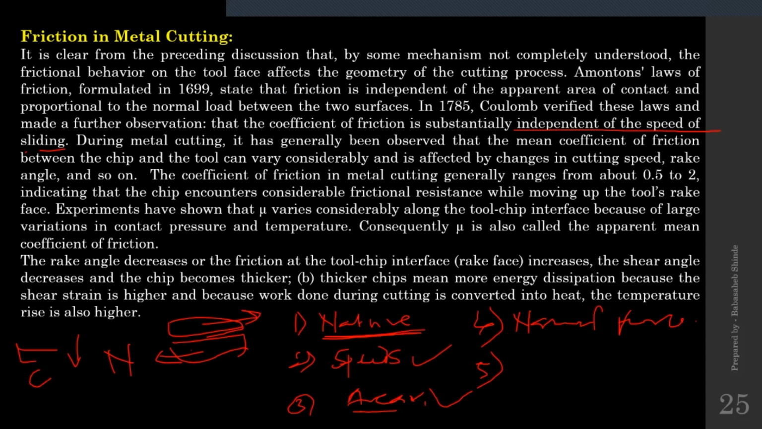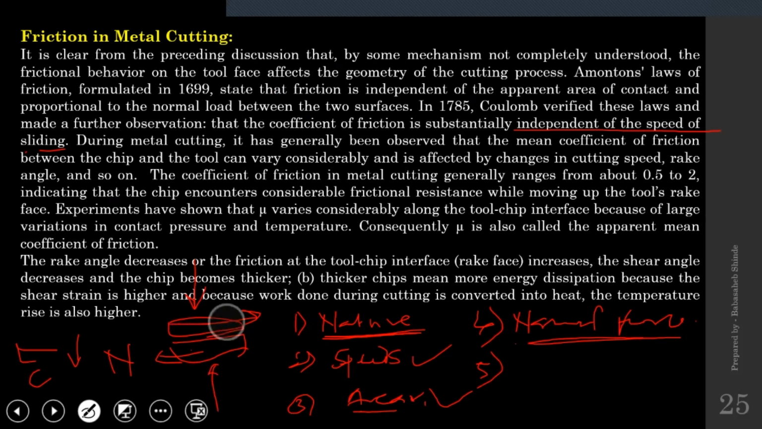So it is independent of area, and it is directly proportional to the normal force. That means there is one force in this direction, one force in that direction, and those two forces place the two parts in contact with each other. Suppose its magnitude is N, then the frictional force is directly proportional to this normal force. Okay, these are the laws of friction. These were first coined by Amontons, then verified by Coulomb, and now we are using those laws.